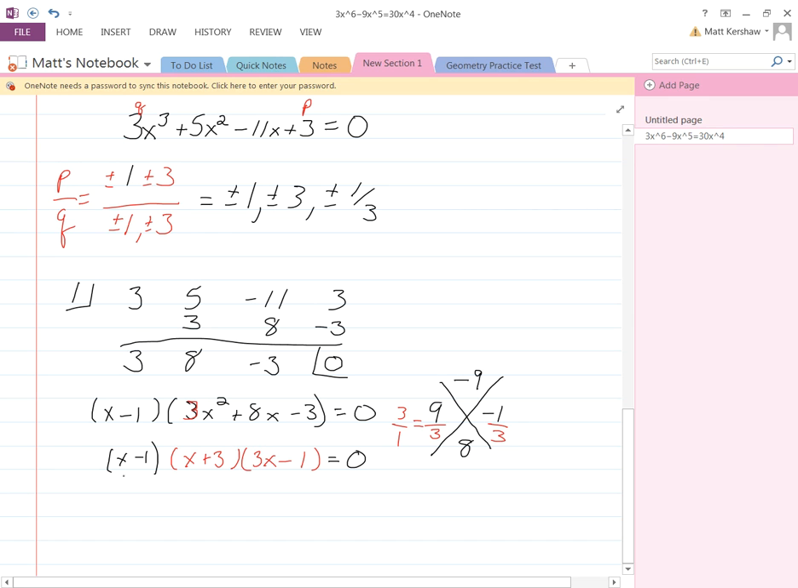Now we just got to look at these things and make them all equal 0. So x minus 1 equals 0. x plus 3 equals 0. 3x minus 1 equals 0. So you can just look at these and know that this one is 1, and this one is negative 3. Over here, this one, we're going to want to add the 1 to both sides, divide by 3, and it equals 1/3.